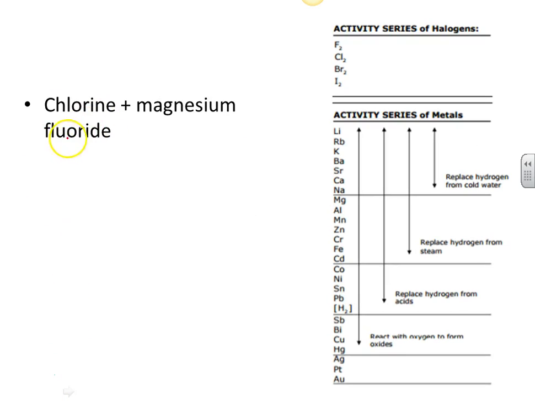Okay, try another of those. Chlorine plus magnesium fluoride. Okay, so we're looking to see, can chlorine replace the other halogen, fluorine? We've got chlorine here, fluorine here. Fluorine is higher in the activity series, so chlorine cannot replace fluorine, so that gives no reaction.